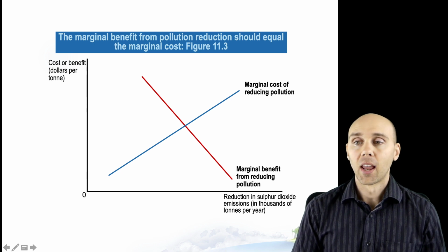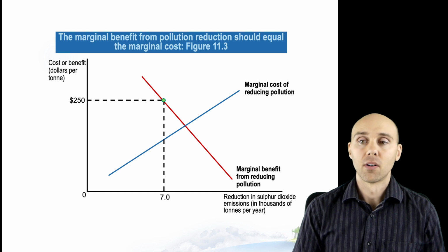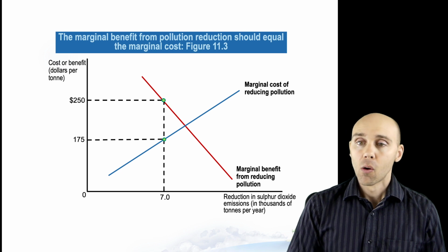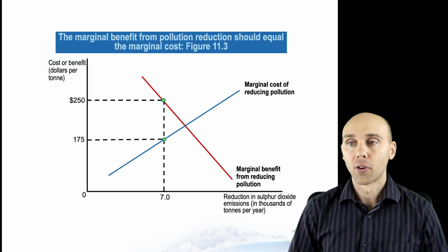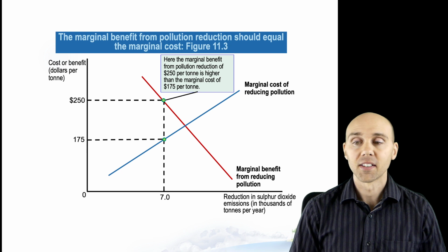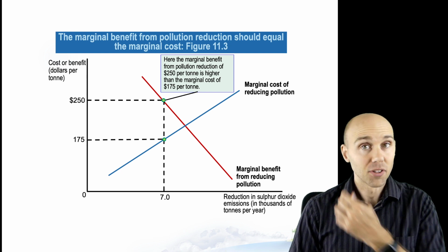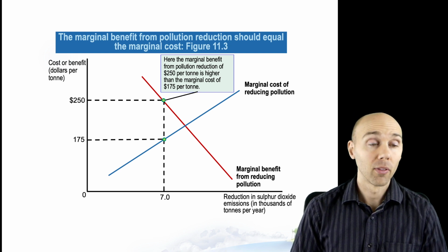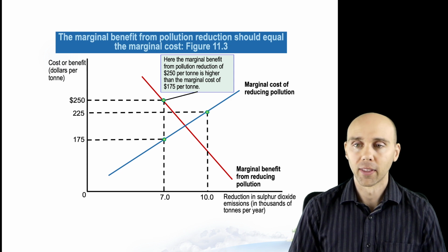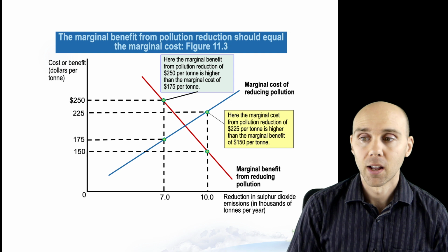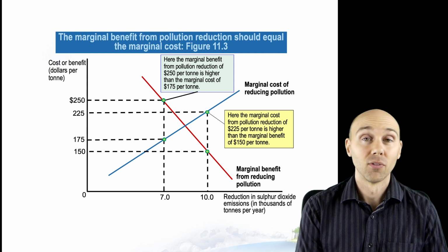And let's take a case which is to the left of the equilibrium point, say where the reduction is 7,000 tons per year. Well, here's a situation where the marginal benefit from pollution reduction is $250 per ton, and it's only costing us $175 per ton to do it. So it's actually better for society at this point if we keep reducing. But what if we're on the right side of the sweet spot, the middle of the X? Well, then we could have a situation where it costs us $225 to reduce the next ton, but the benefit is only $150 per ton.